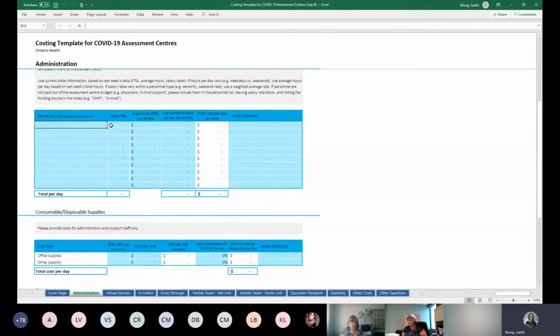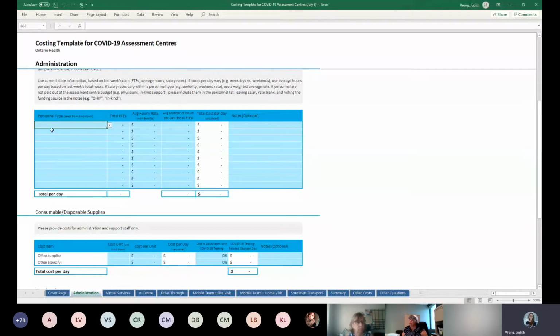There's a drop-down list of personnel types. Again, I would encourage you as much as possible to use this list so that we can easily compare your data to others. However, if you can't, you can pick other and specify in notes.